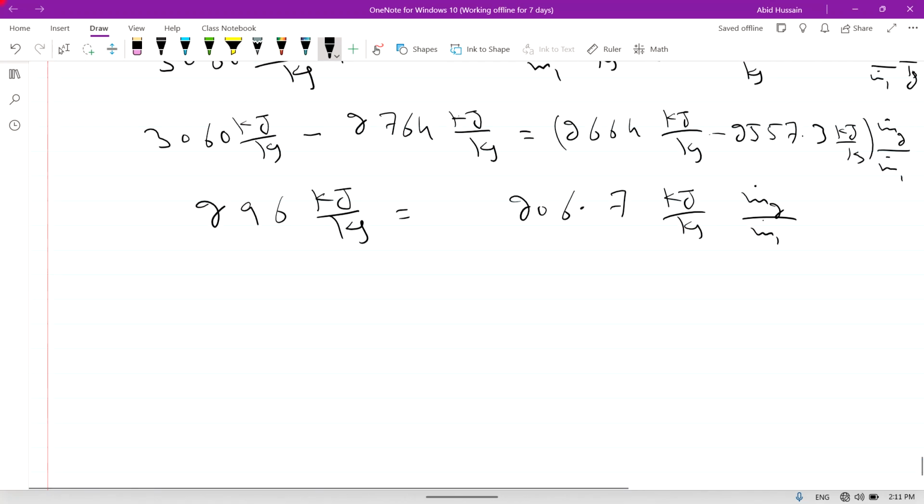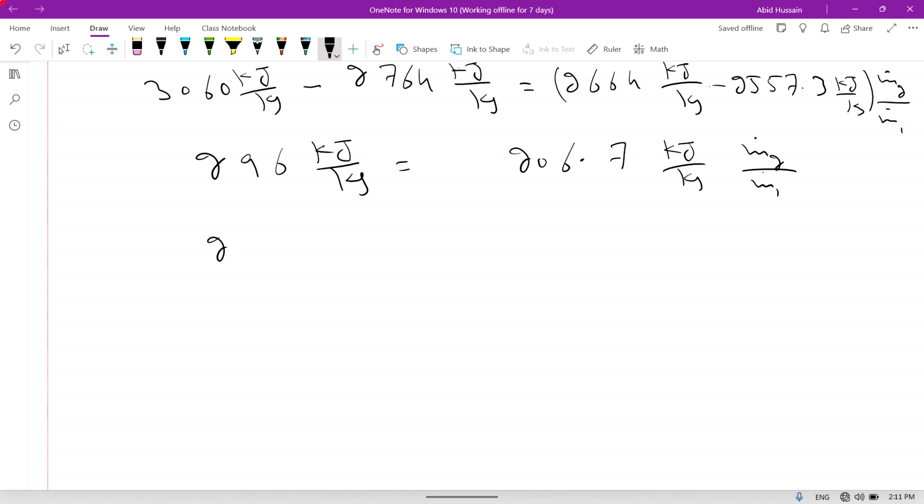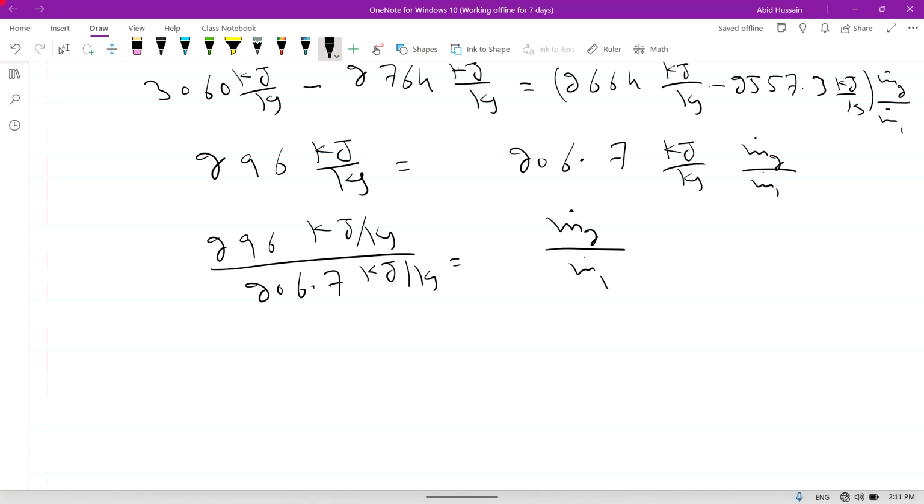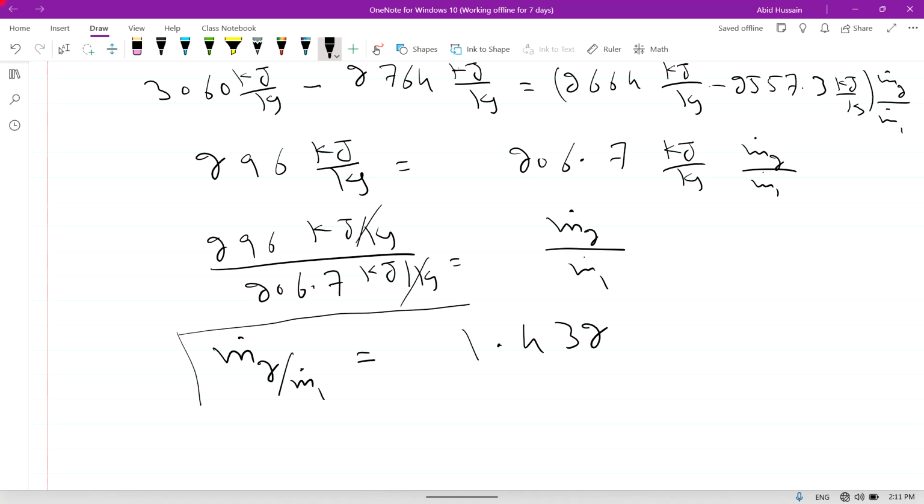Now to find m2 dot divided by m1 dot, divide both sides by this term. So 296 kilojoule per kg divided by 206.7 kilojoule per kg is equal to m2 dot divided by m1 dot. So m2 dot divided by m1 dot is equal to 1.432, which is unitless, as kilojoule per kg cancels with kilojoule per kg. So the final result is m2 dot divided by m1 dot is equal to 1.432.